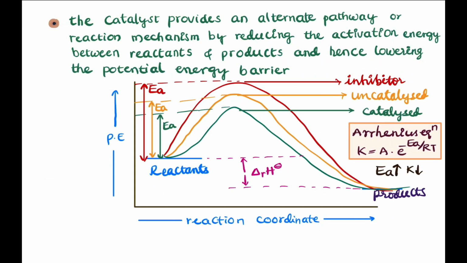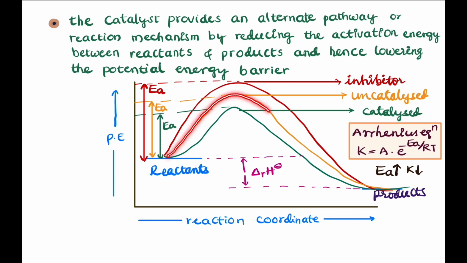So this catalyst provides an alternate path. How does it increase the rate of reaction? It provides an alternate path or reaction mechanism by reducing the activation energy between the reactant and product, hence lowering the potential energy barrier. So totally it reduces the activation energy.